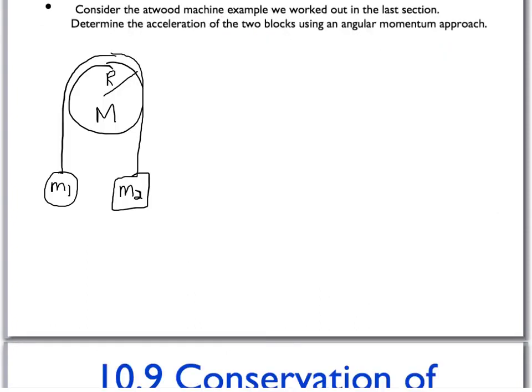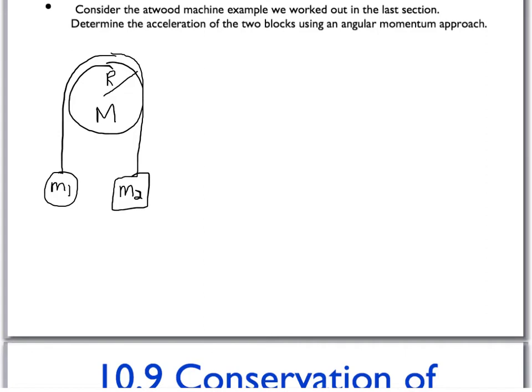So let's look at an example where we can use this new knowledge. Remember this one? The Atwood machine, right? We just did this example again when we looked at the sum of the net torques, and we summed up forces, and we figured out what the acceleration of this system would be. We're going to do the exact same problem, but we're going to think about this system in a different way. We're going to use angular momentum as our approach this time.